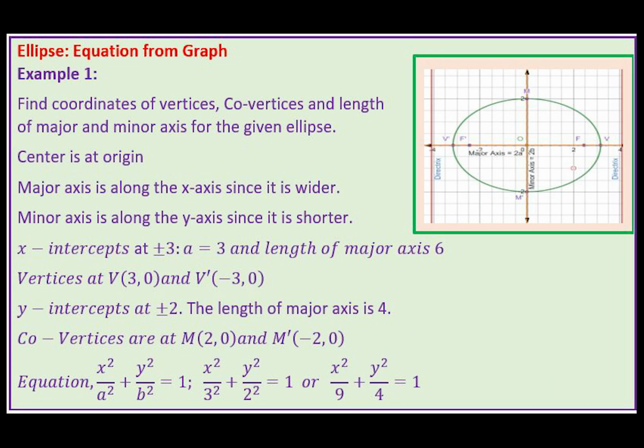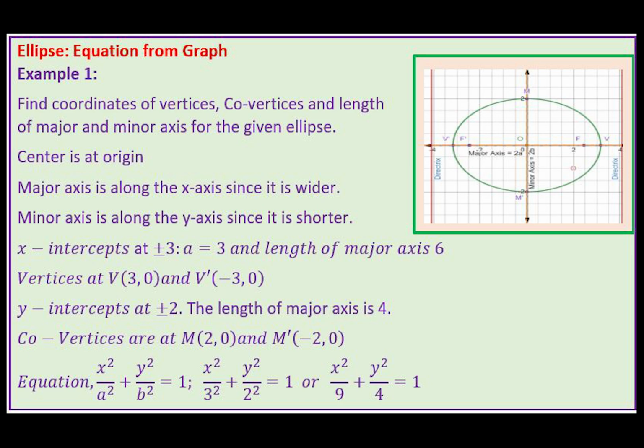So here is the solution for our example 1. What you notice is that the ellipse has center at origin. Major axis is along the x-axis since it is wider, and minor axis is along the y-axis since it is shorter. The x-intercepts are at plus minus 3. A therefore is 3 and the length of the major axis is twice a, which is 6. Vertices therefore along the major axis are (3, 0) and (minus 3, 0).